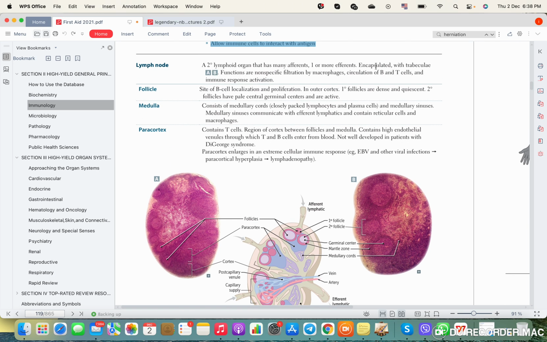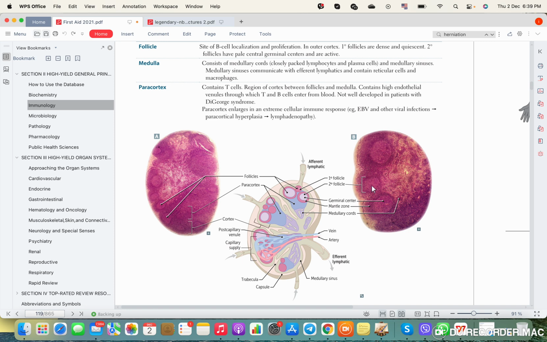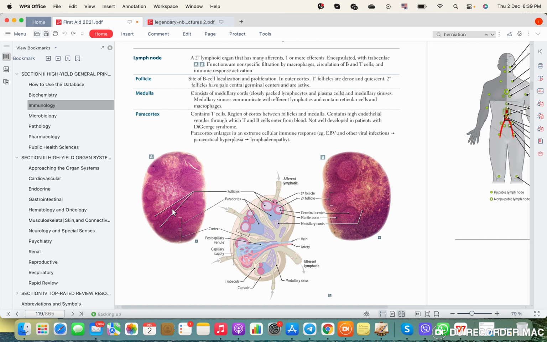So to start with, the functions are non-specific filtration by macrophages, circulating B cells and T cells, and immune response activation. Don't worry too much about the names now, about macrophage, B cell, T cell. We'll speak about each of them alone as soon as needed. Let's start speaking now about the follicle. Here is one follicle, two follicles, three follicles, so many little follicles here and there. Your question will be, what the hell is the follicle? What does it do? What does it have inside of it?